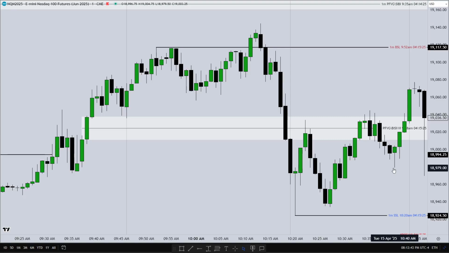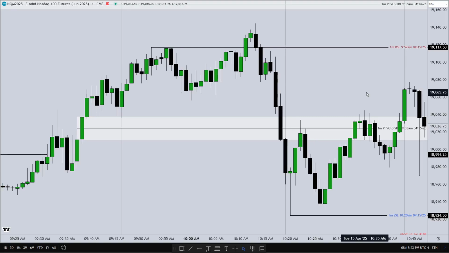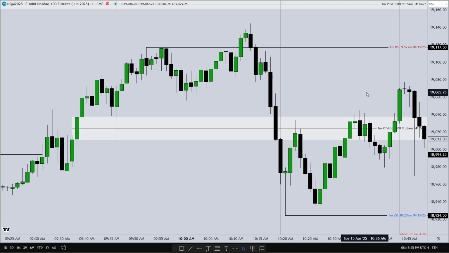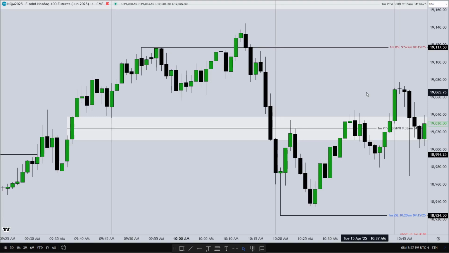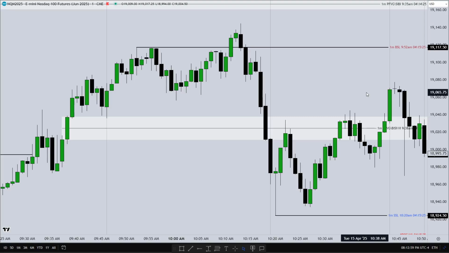So sweeping this sell side, and still closing inside of that gap. So nothing has changed yet. So 10:46, 47, 48, and there we go. Now we have some sort of change in the narrative that price has closed below.